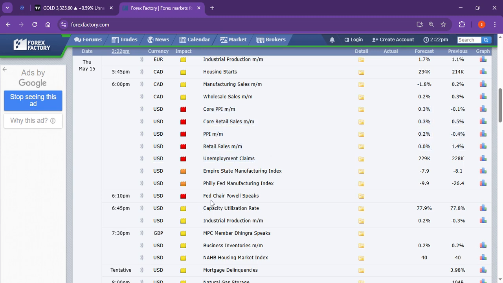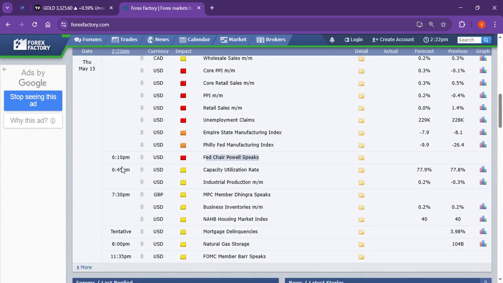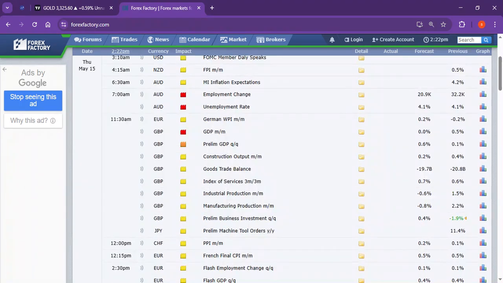And above all this, cherry on the cake, Fed Chairman Powell will also give a speech on the same day. So it will be the most volatile day of this week. That will be Thursday, 15th of May. So you have to take care about that as well.